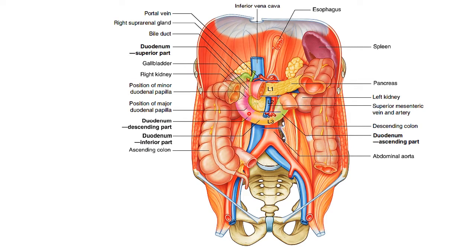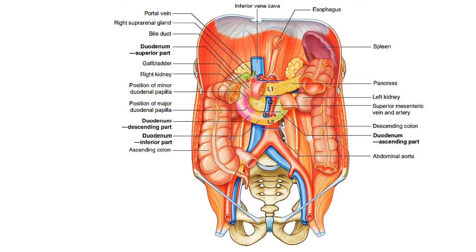In this topic we will study the gross structure of the duodenum. We will study the relations of the various parts of the duodenum, and then we will study the blood supply of the duodenum. The duodenum is the first, shortest, widest and the most fixed part of the small intestine.